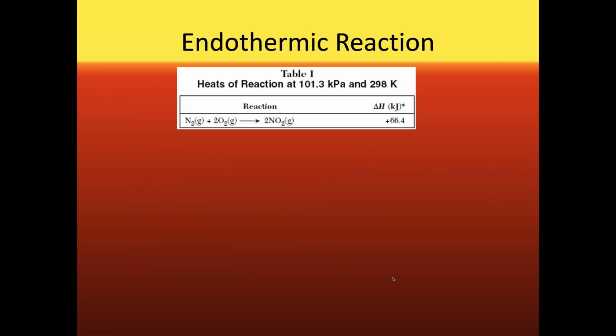So in an endothermic change, if you're in New York State, you can refer to reference table I. The reaction of nitrogen gas and oxygen gas produces nitrogen dioxide. This reaction has a positive heat of reaction, a positive delta H. That means that energy is stored in this reaction. Whatever energy N2 and O2 had, NO2 has 66.4 more kilojoules of energy stored in it than the starting materials, the reactants, had.